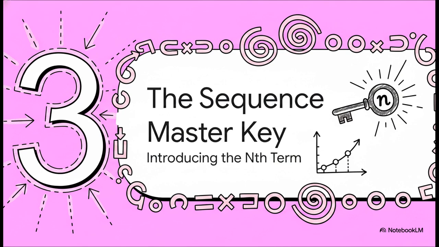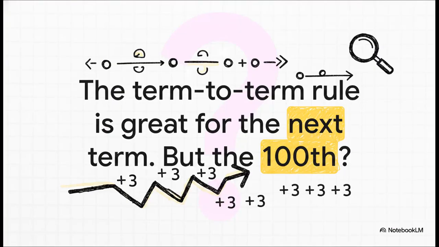We're about to find a tool that is so powerful, it lets us jump to any spot in a sequence we want instantly. This is called the nth term. Think about it. The add 3 rule is great if you want the 5th term. But what if I asked you for the 100th term? You'd have to sit there and add 3 over and over and over again. There has to be a better way, a shortcut.